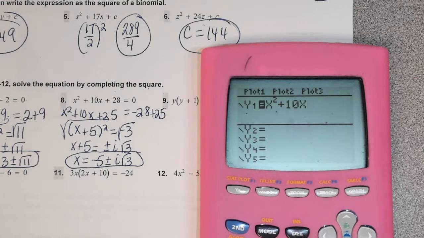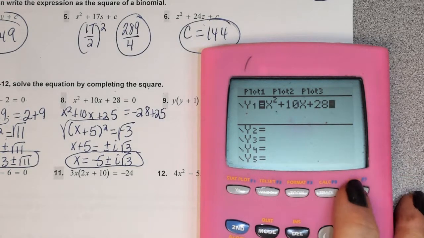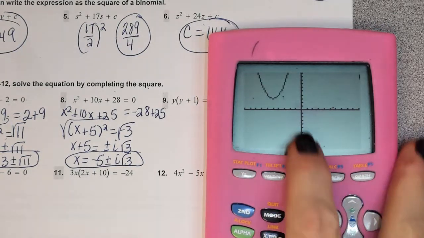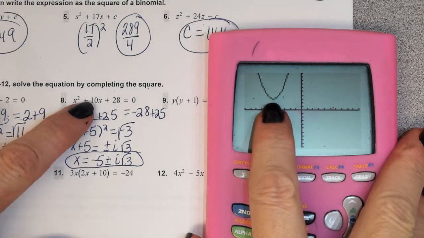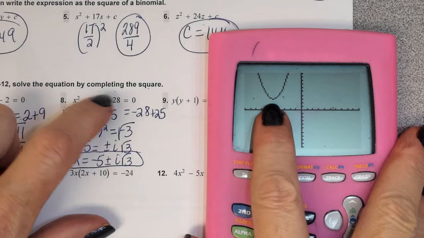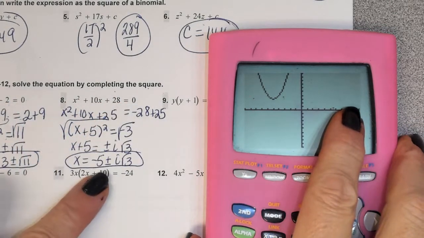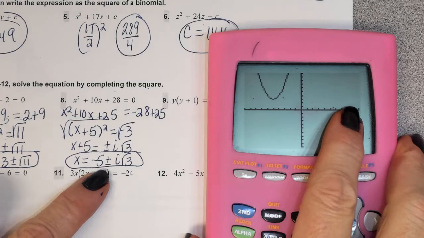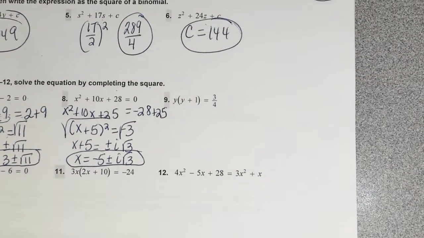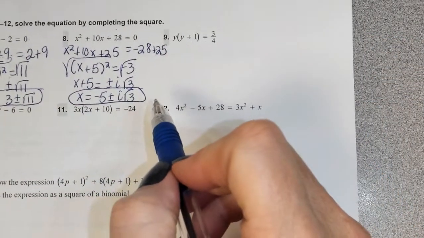Check your answer when you're finished. And here's what I want to show you. Here's this function. I just graphed it on the calculator. Does this function ever equal 0? No. And that's why I got an imaginary solution. Okay? What would you do first on number 9?